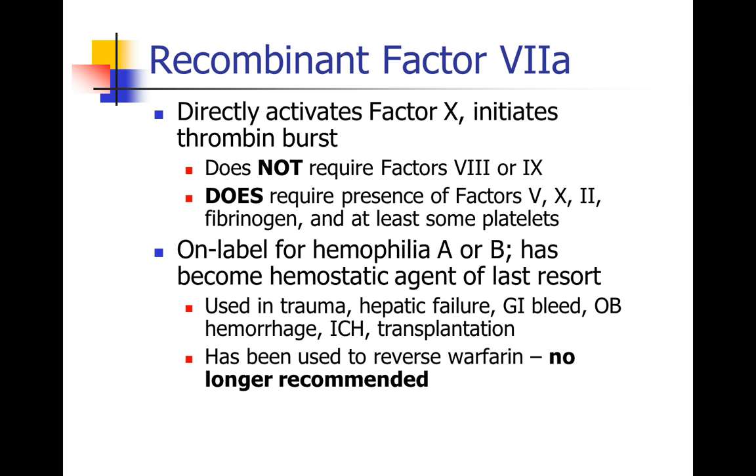Now we're going to get into some of the expensive drugs out there. The first is recombinant factor 7A. We haven't really reviewed the coagulation cascade, and I don't intend to review it as part of this course. But factor 7A is right in the center of a lot of the action. Factor 7A directly activates factor 10, and factor 10 initiates the thrombin burst. This is important because it bypasses the need for factors 8 and 9.